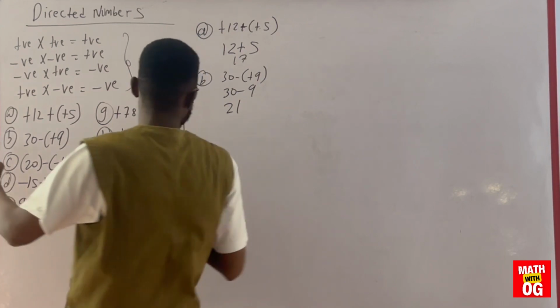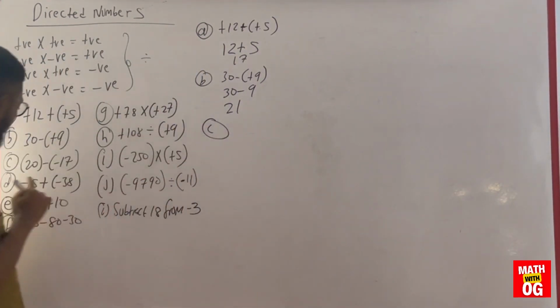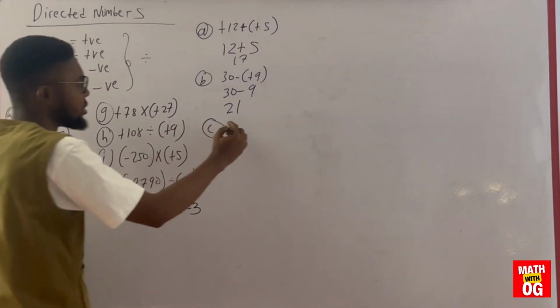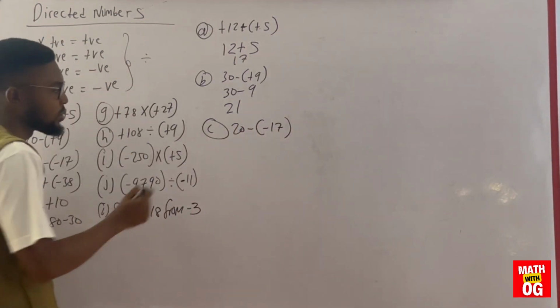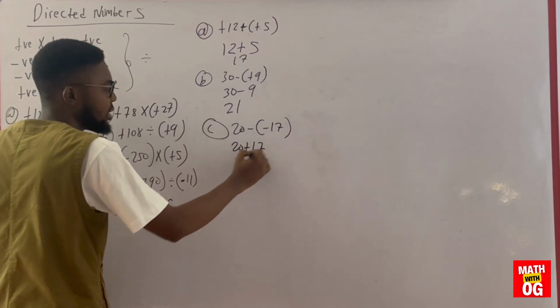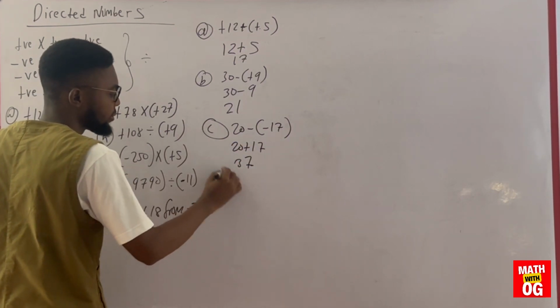I'm more comfortable on this side of the board. So the C part, you have 20 minus minus 17. Minus times minus is plus. So this will give us 20 plus 17, and that is 37.